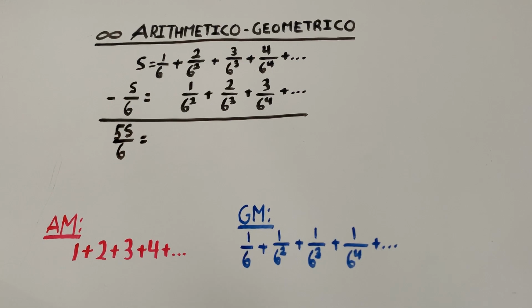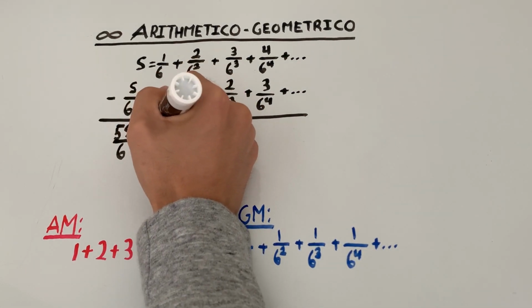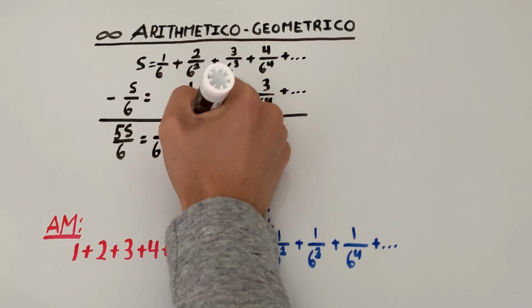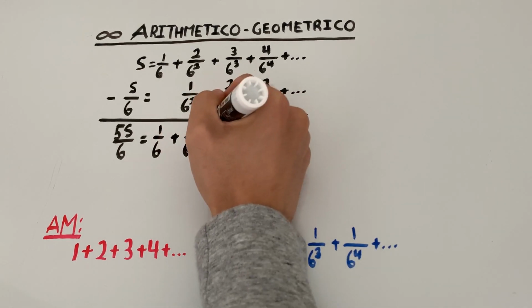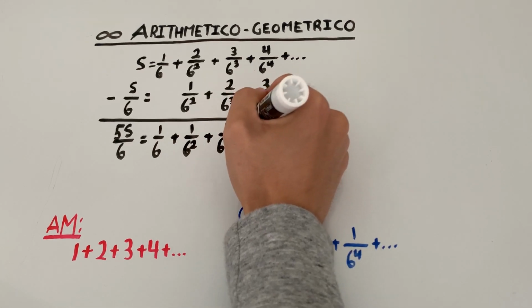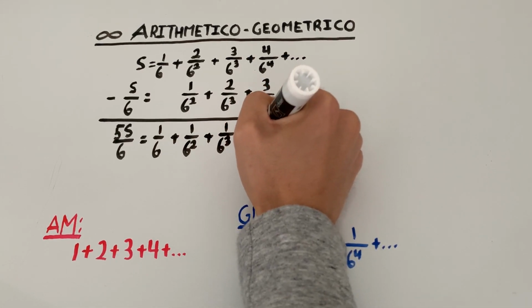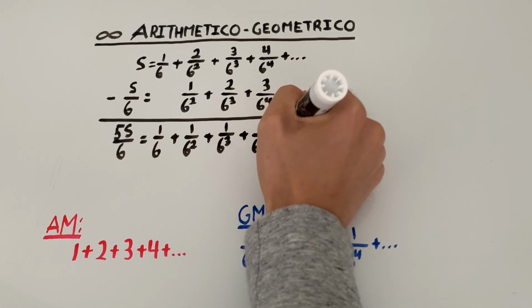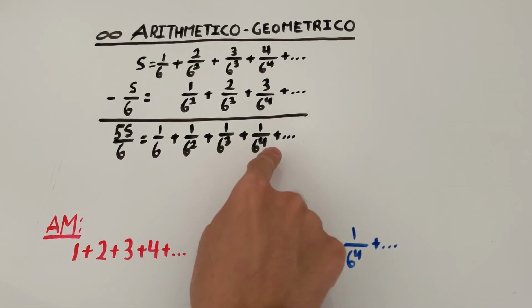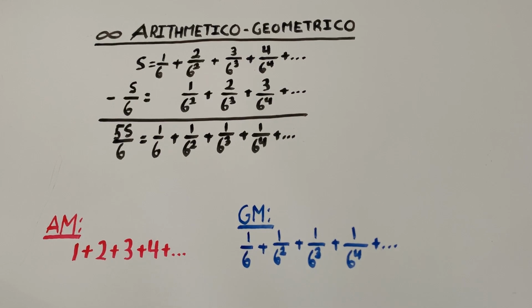Equals 1 over 6 plus 1 over 6 squared plus 1 over 6 cubed plus 1 over 6 to the fourth, and guess what? We know how to work out this part. This is just an infinite geometric series with first term 1 over 6 and common ratio 1 over 6.